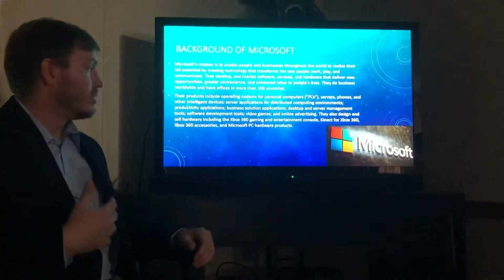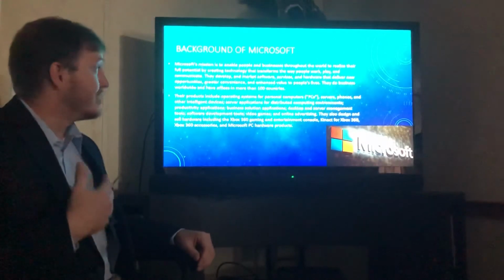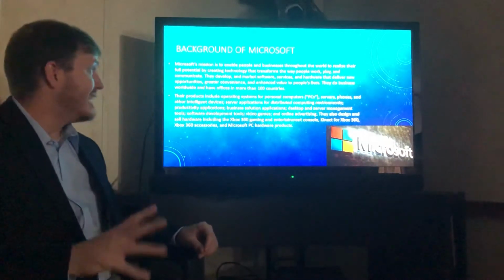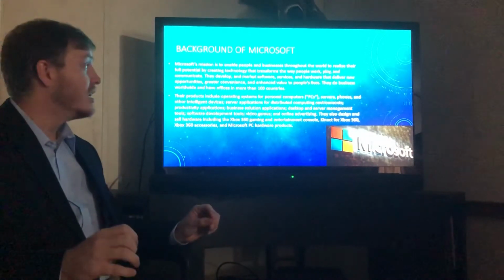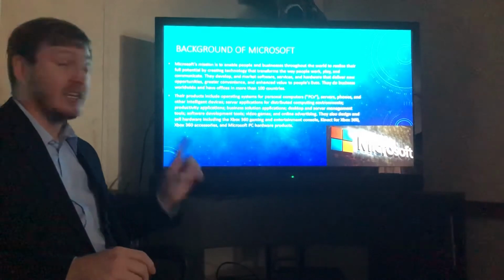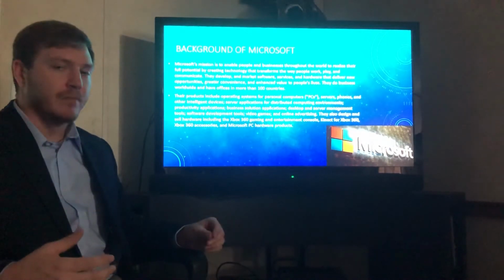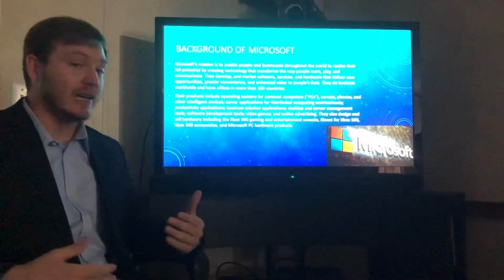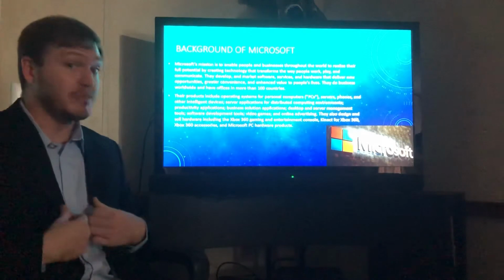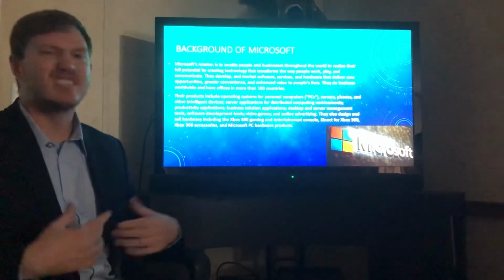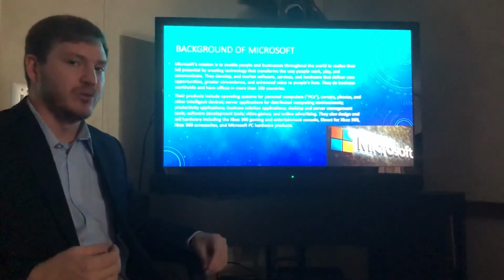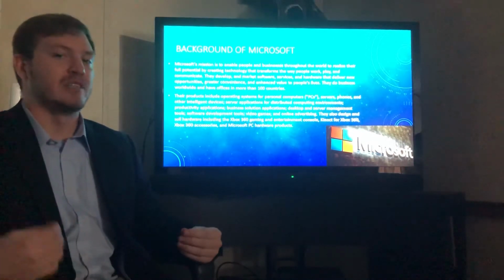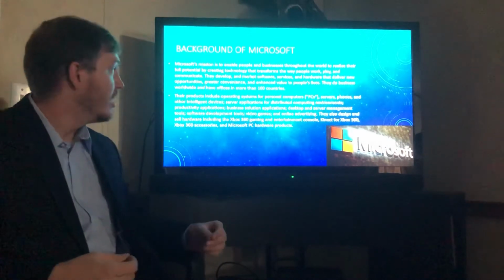Some of the backgrounds, we're going to look at their mission. The mission is to enable people and businesses throughout the world to realize their full potential by creating technology that transforms the way people work, play, and communicate. Now, this is really large. It's a really large vision. It kind of spoke to me because it allows me to do things such as I am now. I can reach out. I can increase my potential for, say, this class in general. I love to be able to do this. I hate to have to do this over video, but the fact that I'm able to says a lot for what Microsoft has done for us.